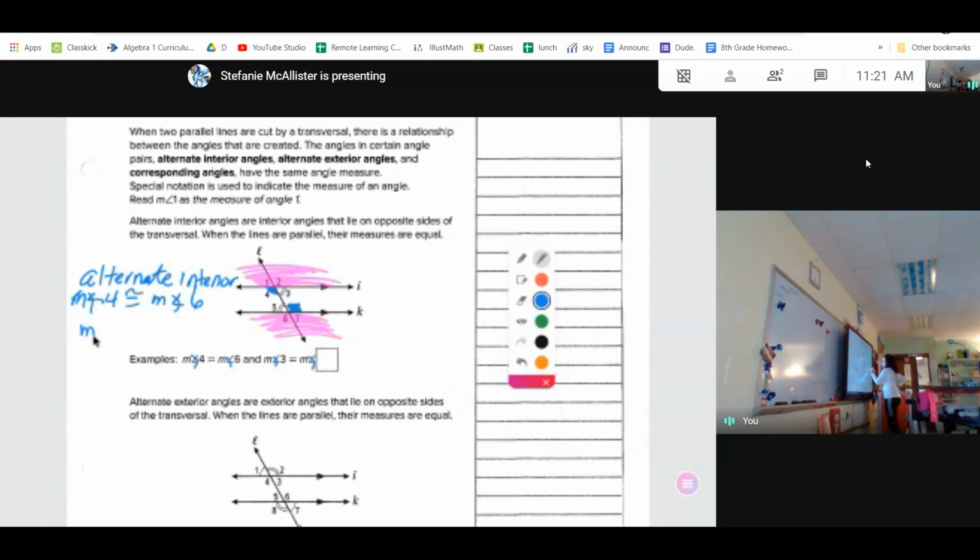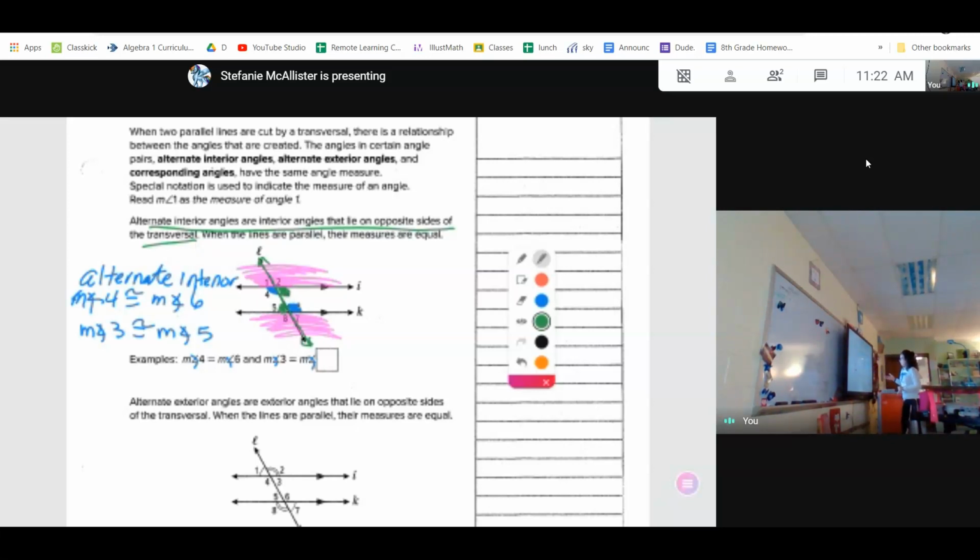So I have the measure of angle 3 is congruent to the measure of angle, guess what, 5. These are alternate interior. Here's my transversal. And I'm on the alternate sides of my transversal. Alternate sides of my transversal. So opposite. Interior angles are interior angles that lie on opposite sides of the transversal. It's not just it, but it's all.